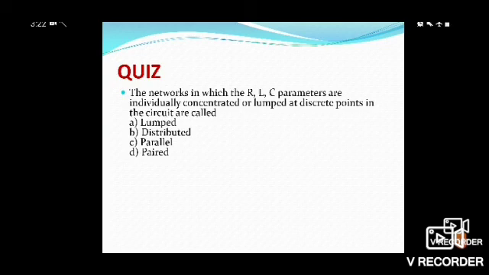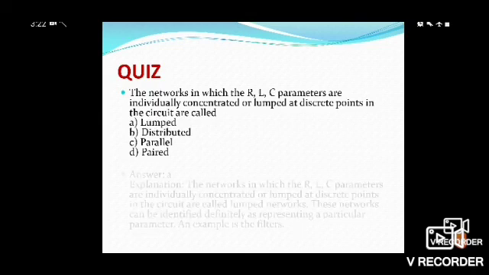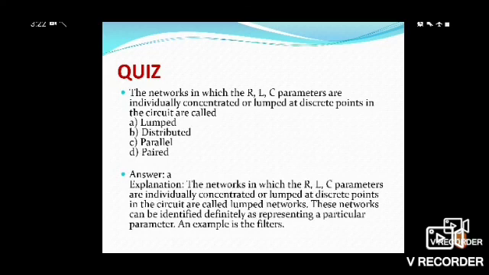The networks in which RLC parameters are individually concentrated or lumped at discrete points in the circuit are going to be called as? The first option is lumped, the second option is distributed, the third option is parallel, and the fourth option is paired. So which one is the correct answer? That is, lumped is the correct answer.